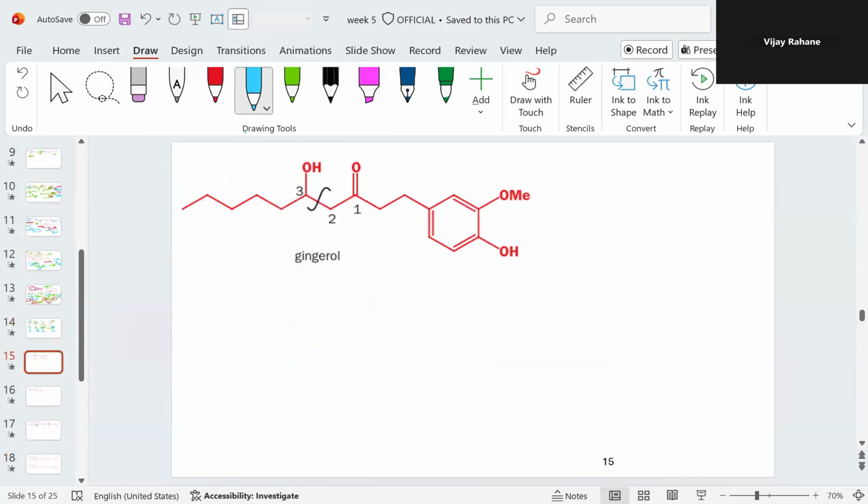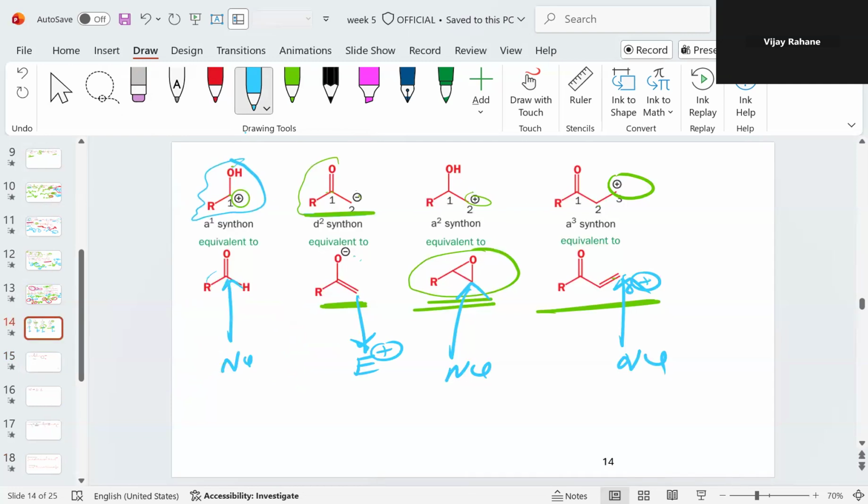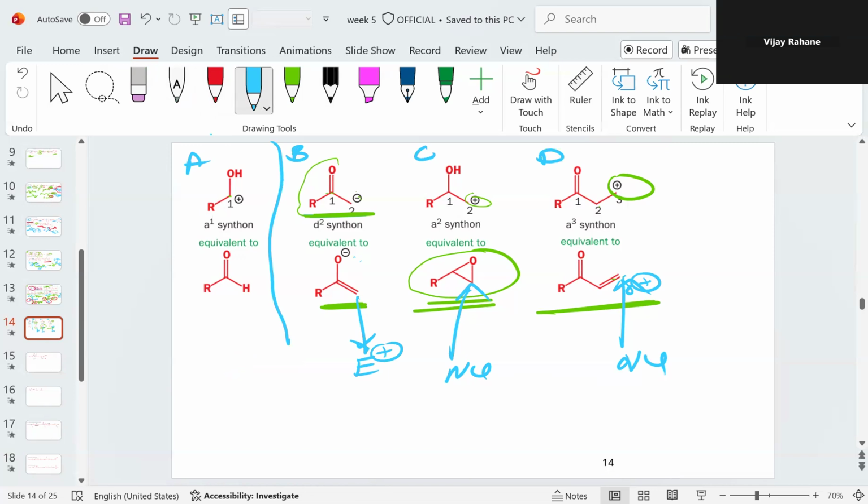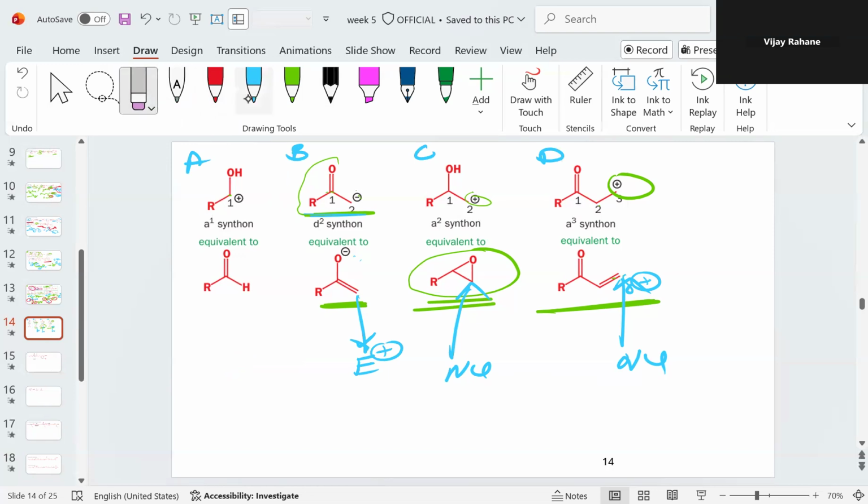Okay, so this is the first example, and if you remember earlier that I have shown, this is the example of this first synthon and synthetic equivalent. I will just give the labeling first, label as A, B, C, D, and you should be able to distinguish which synthon and synthetic equivalent pair you can use in this example.